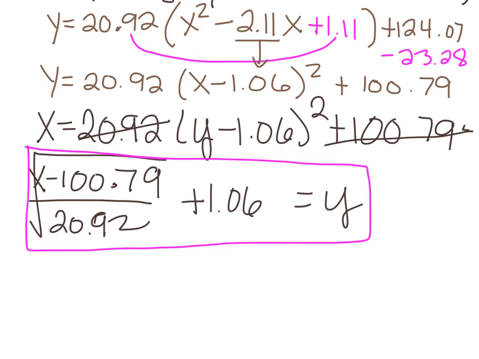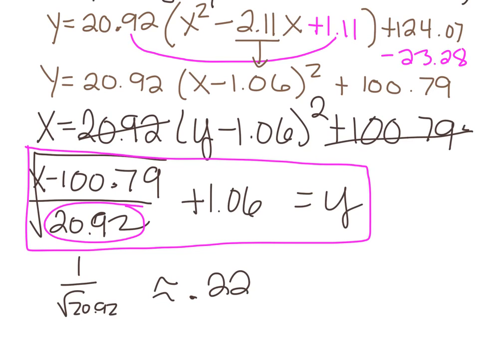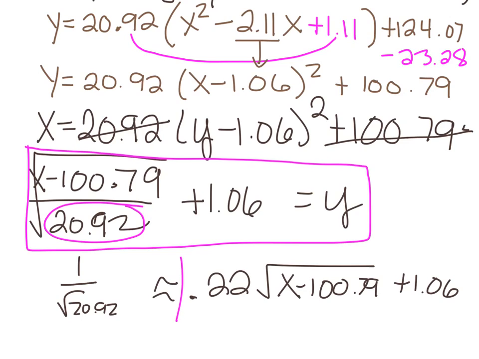Or you could clean it up, take the square root of 20.92. Remember, we're dividing by that, so you're going to have 1 over, and then if you take 1 over the square root of 20.92, sorry about that, you get 0.22. So that's in front of the square root of x minus 100.79 plus 1.06. So that's the equation we got in the calculator.